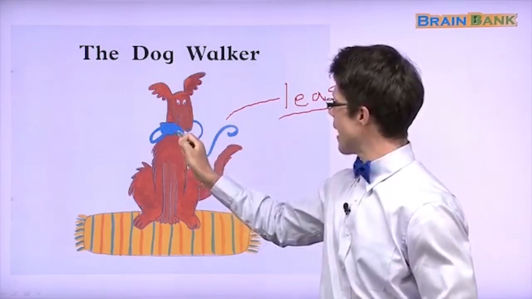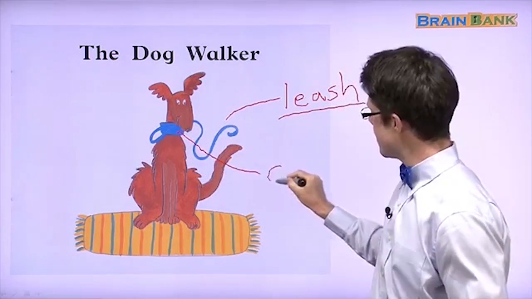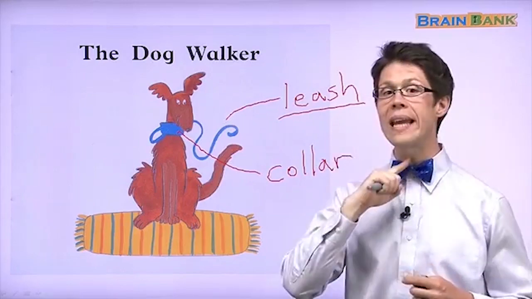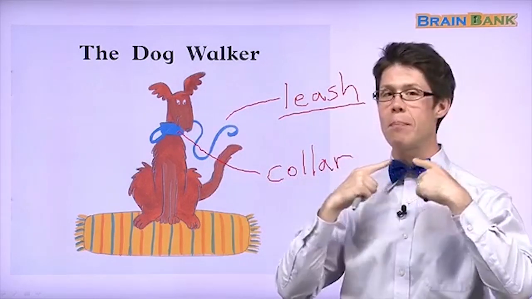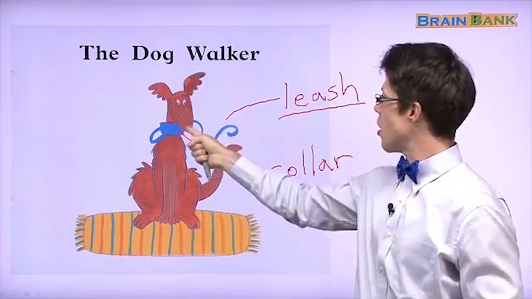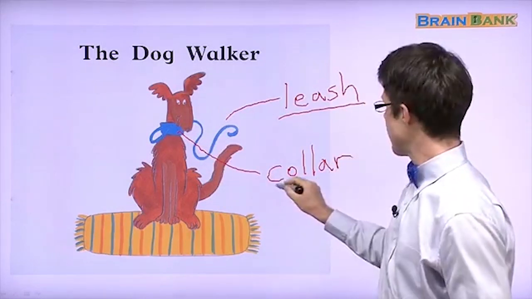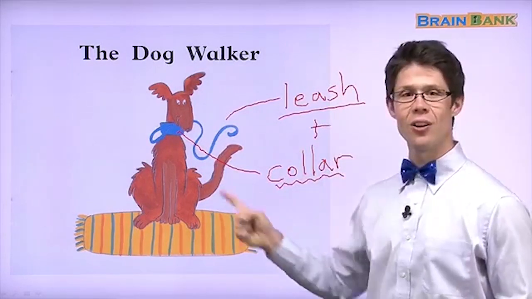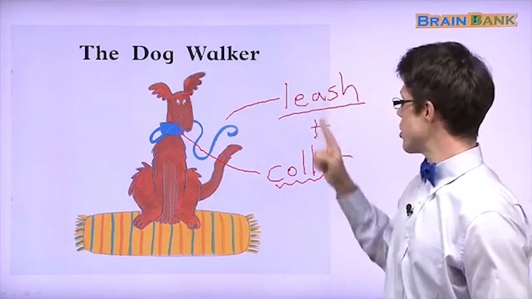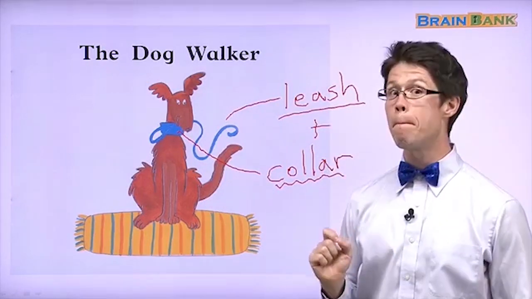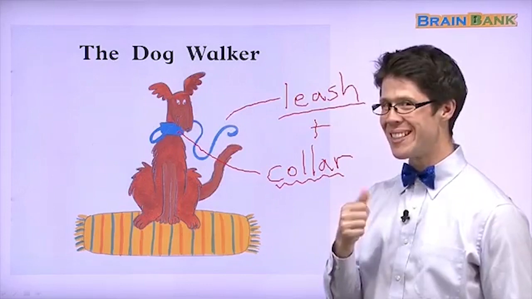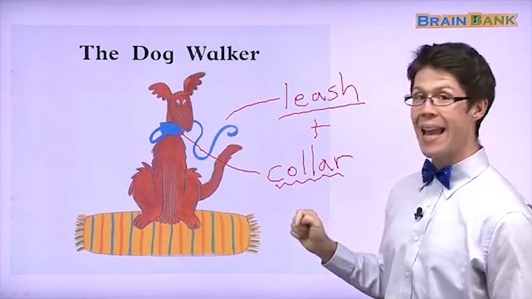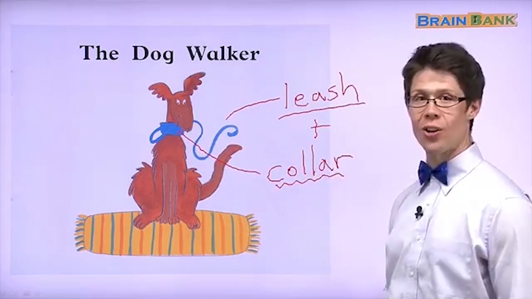And the dog also has this. This is called a collar. Okay? It goes around your neck. Right? 목걸이처럼. A dog has a collar. When you walk your dog, you use a leash and a collar. What color is the leash and the collar? It is? Did you say blue? Very good. Yes, the dog has a blue leash and a blue collar.